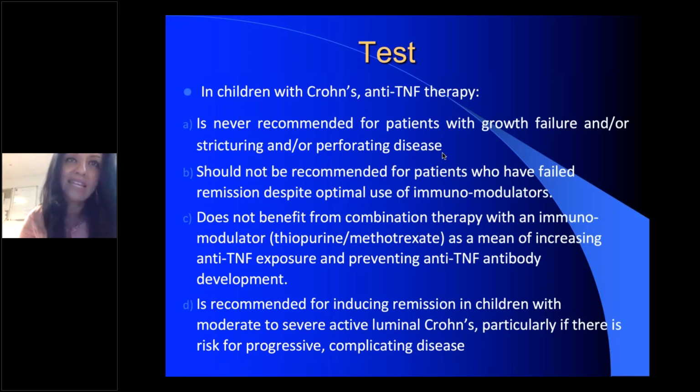Lovely, excellent. D, so is recommended for induction of remission in children with moderate to severe Crohn's, particularly if they're at risk for progressive complicating disease. Lovely. Okay, pediatric patients with Crohn's who underwent intestinal resection.